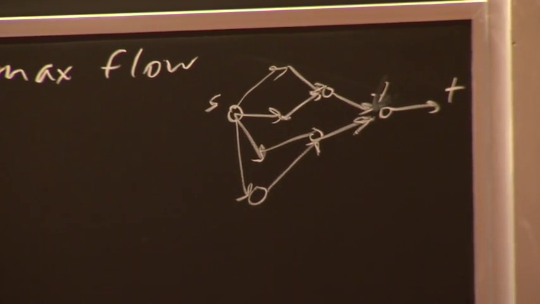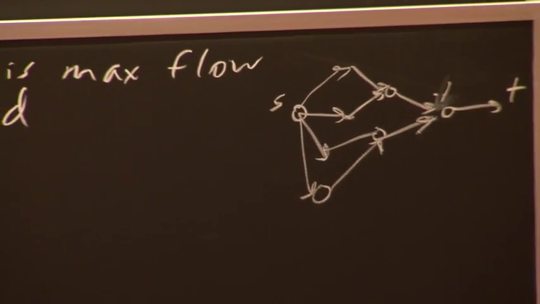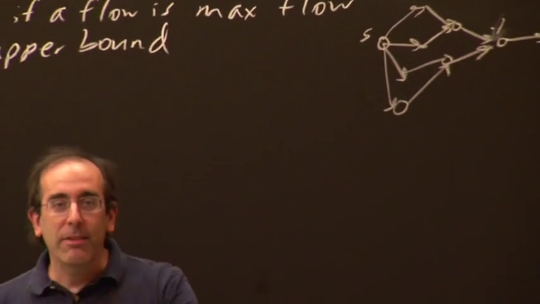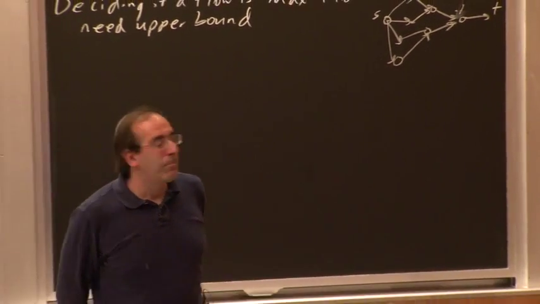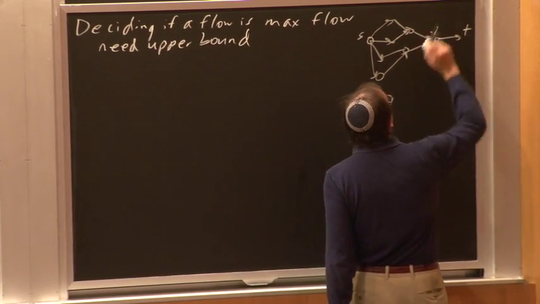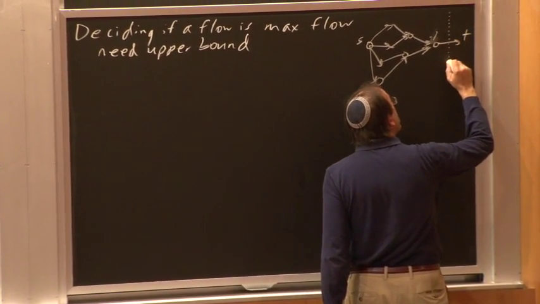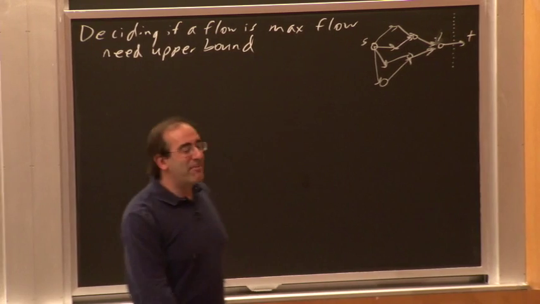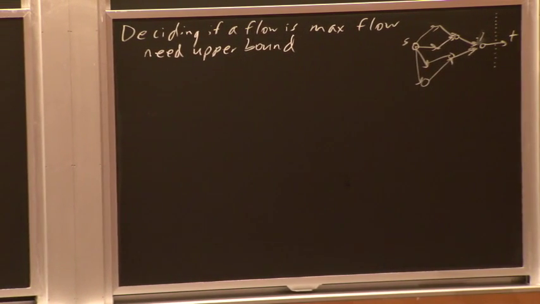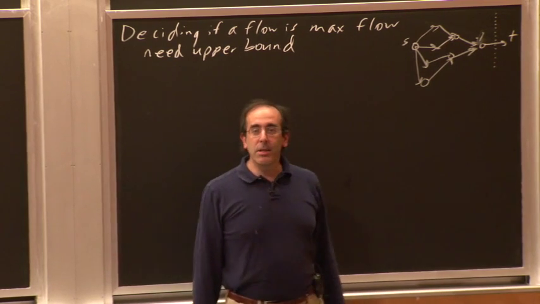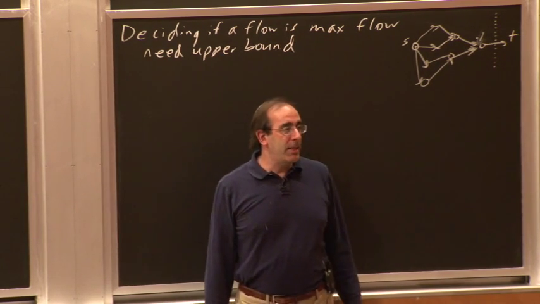What's the problem with this network? Why can't we get all that flow to T? Yes? I think the cost is... So you pointed so precisely that I know exactly which cut you're talking about. There's this cut here, right? A separation of the vertices into an S side and a T side. And we see that there's only one edge going from S to T.